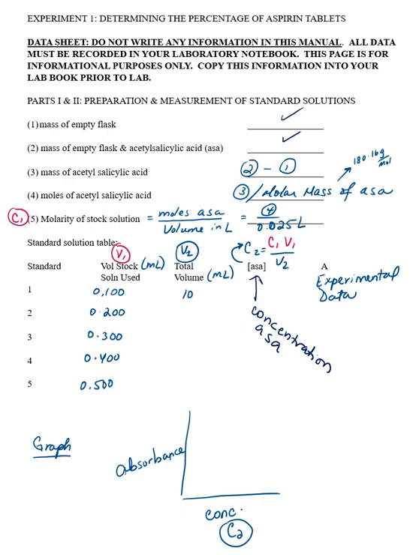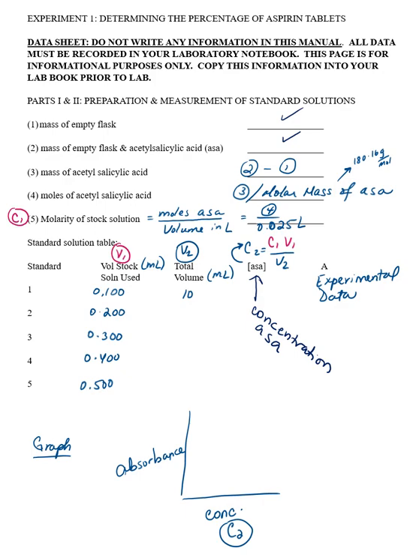A is for the absorbance that you measure. So your experimental data is the absorbance, and everything else you're calculating. Now you're preparing these 5 standard solutions with known concentrations. So we can prepare a graph and use that graph to find the concentration of acetyl salicylic acid in the solutions that you're preparing using the aspirin tablet.